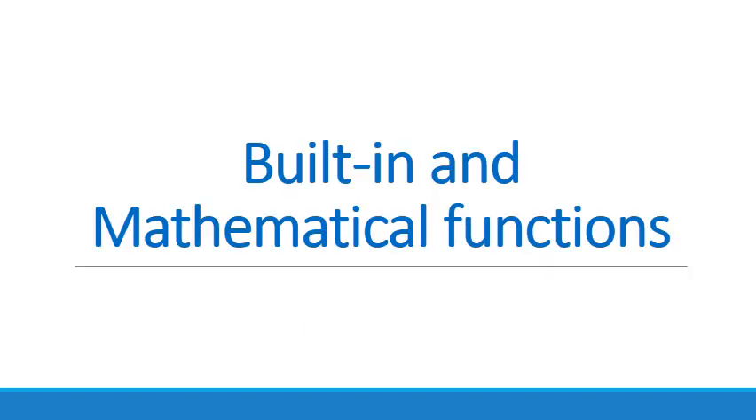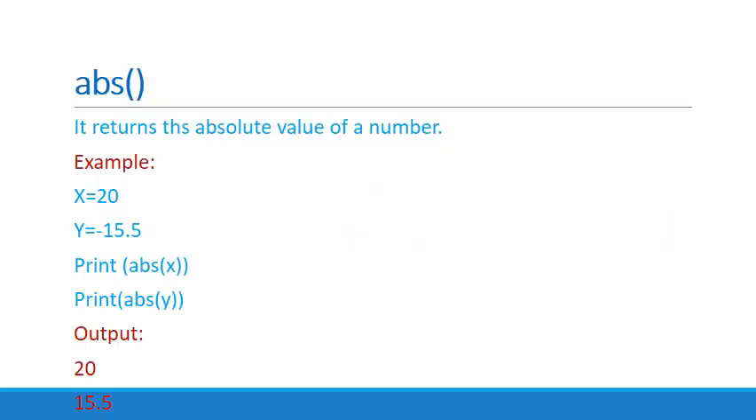Next we will see built-in and mathematical functions in Python. First, ABS function. It returns the absolute value of a number and it may be an integer or floating point number. So we will get the output as a positive number.